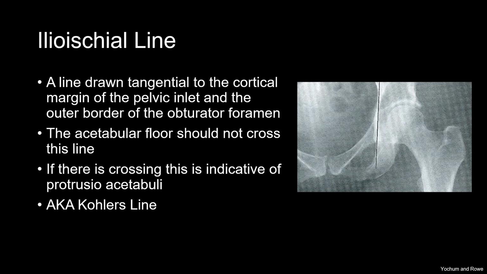The ilioischial line, or Kohler's line, is drawn from the medial aspect of the ilium through the ischium, and it is used to determine protrusio acetabuli or femoral head migration through the pelvis. It can be indicative of some bone softening conditions or something of that nature, or a hip fracture.